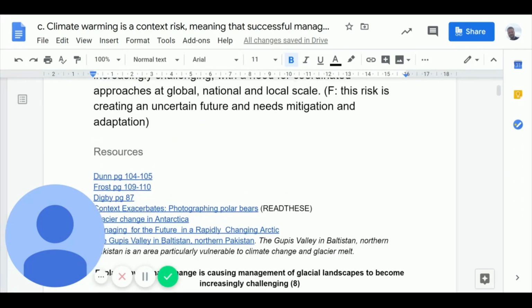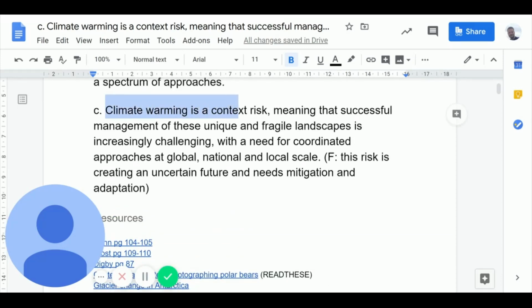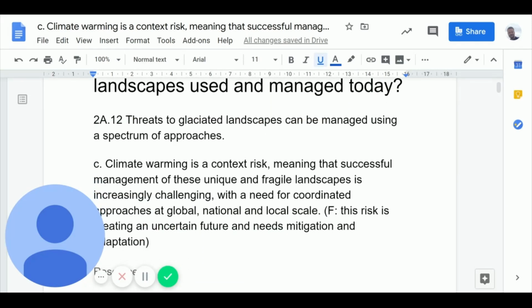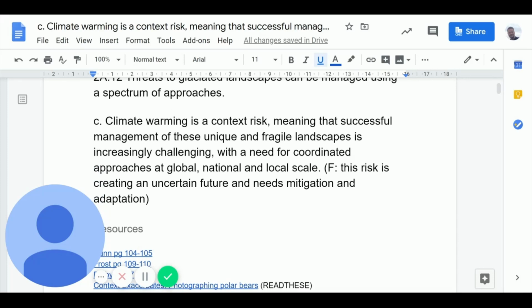So going back to the inquiry question, so it's a context, every environment's different. The key way of dealing with that is separating it into active and relict because they both have different challenges in terms of climate change. The next little bit we need to look at is just the need for a coordinated approach. Okay, we're nearly there. The last little bit of this is just dealing with this last area. So this need for a coordinated approach at a global, national, local scale.